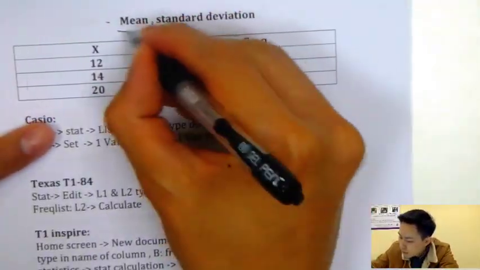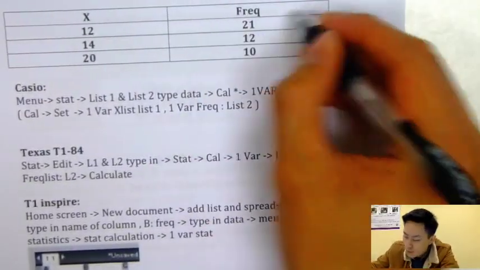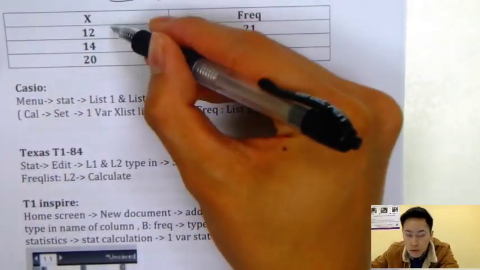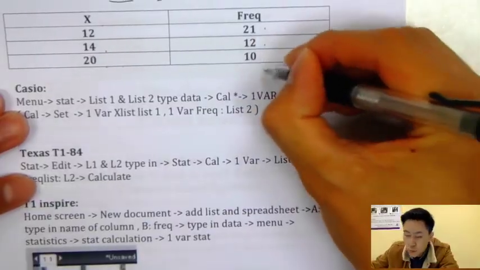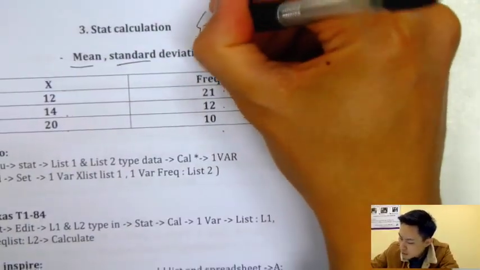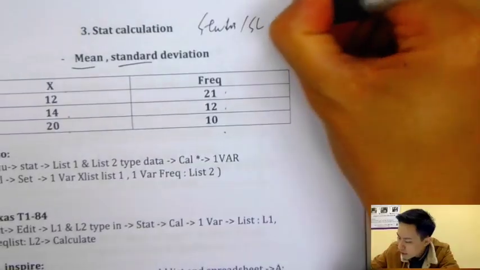So for stat, how do you find the mean and standard deviation from the table here? We have the x values 12, 14, 20, 21, 12, and 10. This concept applies to Studies SL and higher level.